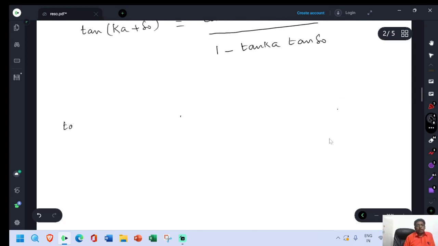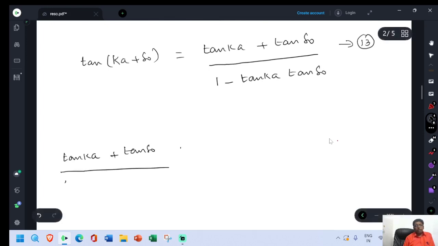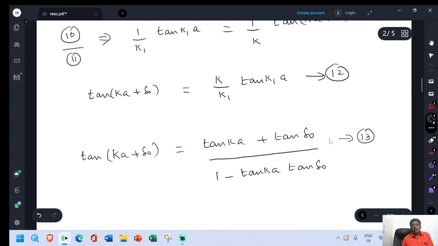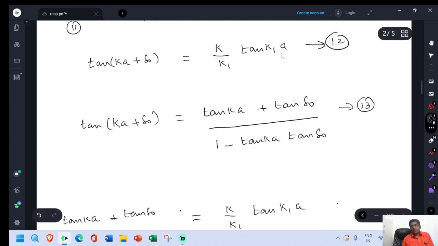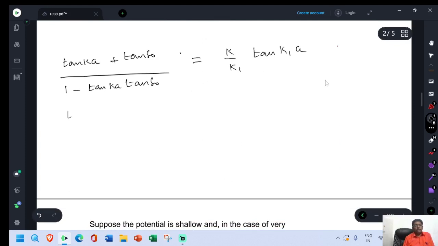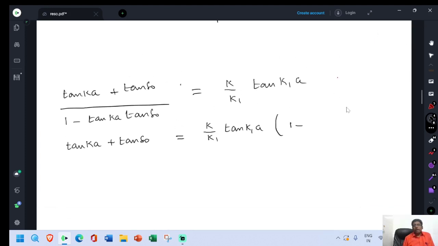You may write tan Ka plus tan del 0 divided by 1 minus tan Ka tan del 0, which is equal to K by K1 tan K1a. Now this is modified as tan Ka plus tan del 0 equal to K by K1 tan K1a into 1 minus tan Ka into tan del 0.